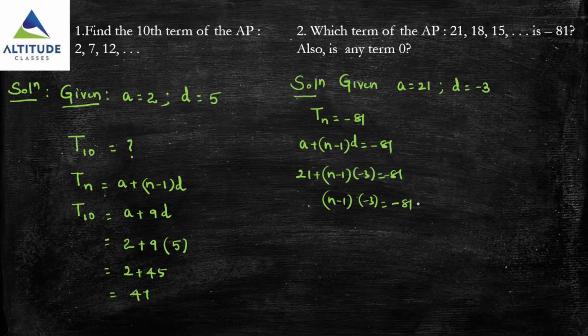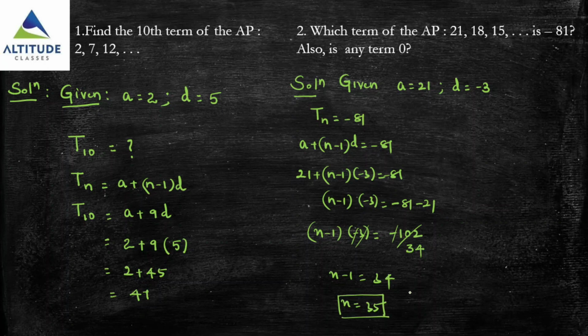So n minus 1 into minus 3 is equal to minus 81. This 21 comes to this side, minus 21. So n minus 1 into minus 3 is equal to minus 102. Minus minus will get cancelled. 3 times 34 is 102. So n minus 1 is equal to 34, n is equal to 35. That means the 35th term in this arithmetic progression is minus 81.